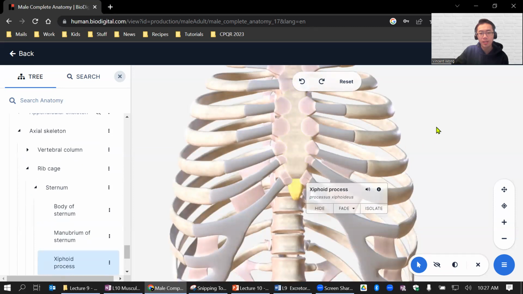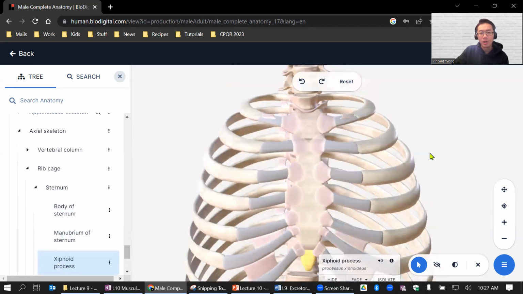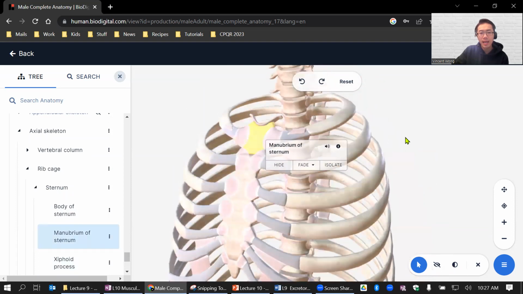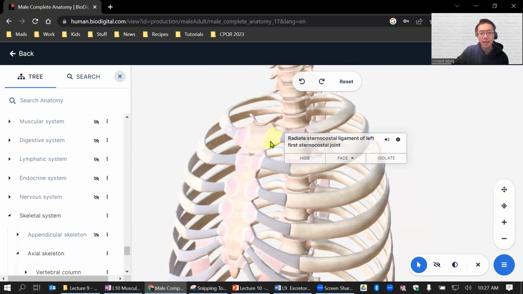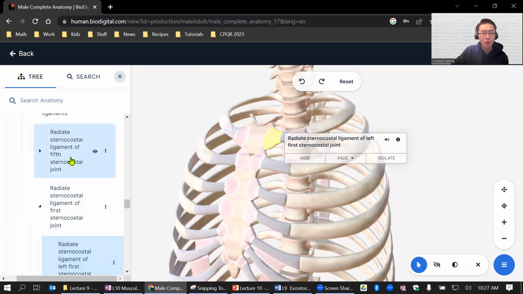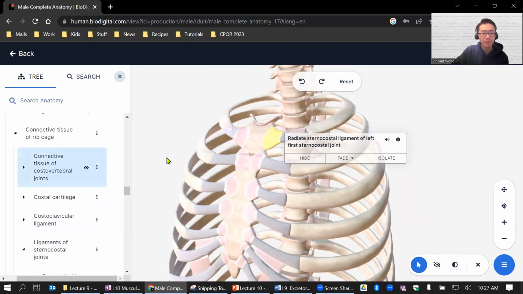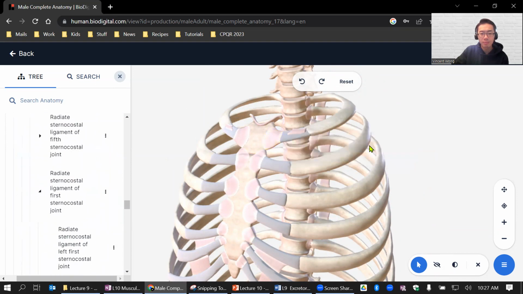We have the xiphoid process right here. Okay, xiphoid process. So let's talk about what that stuff does. The manubrium is the top part, the superior part of the sternum, and that is where your first rib is going to connect to. Your first rib as well as part of the second rib.